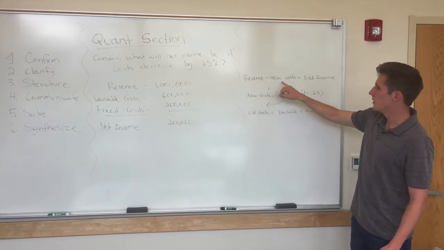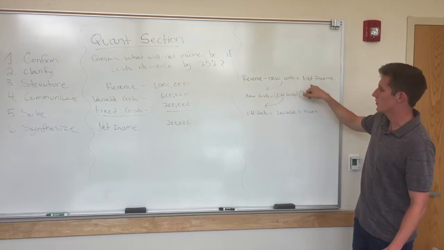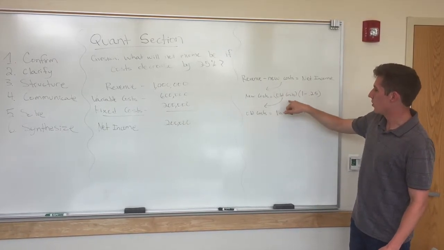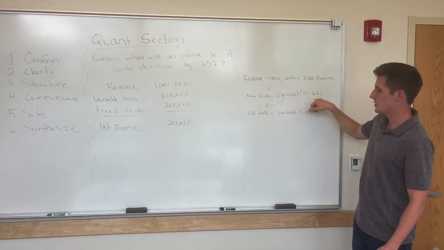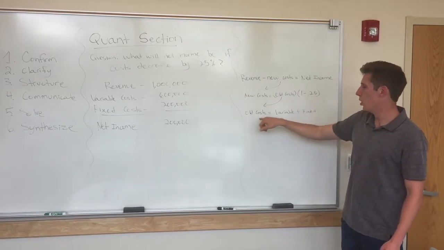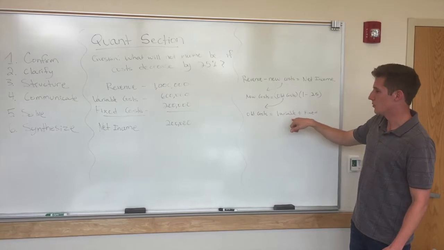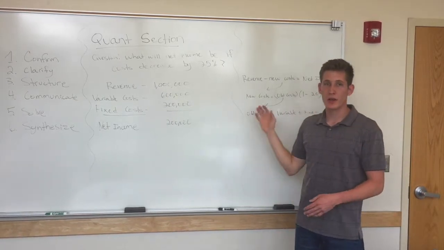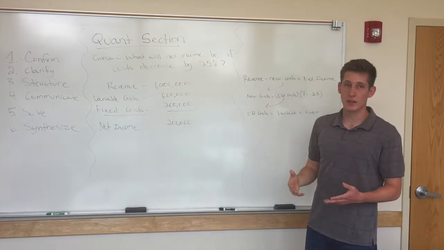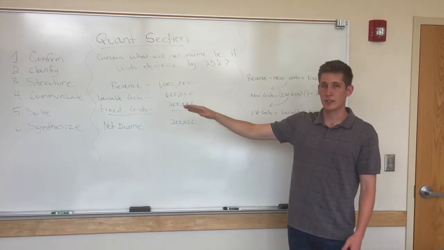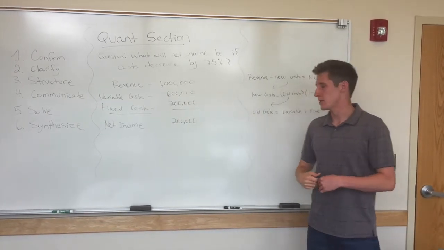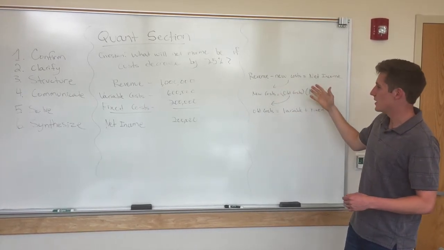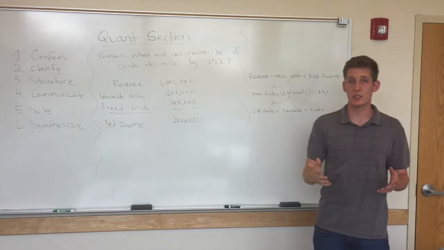I have revenue minus the new costs equals net income, right? The new costs are equal to the old costs times 1 minus 0.25. And the old costs are just equal to variable plus fixed costs, right? So that's your structure. After you write out the formula, you come back to the interviewer and you communicate your structure to the interviewer. You say, here's my formula. I've decided this is how I'm going to approach the problem. Does that sound good to you?